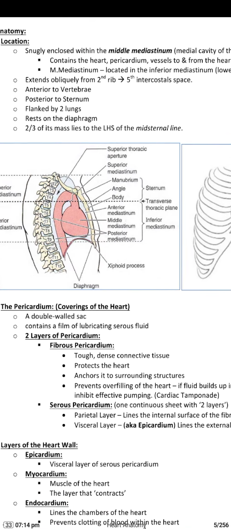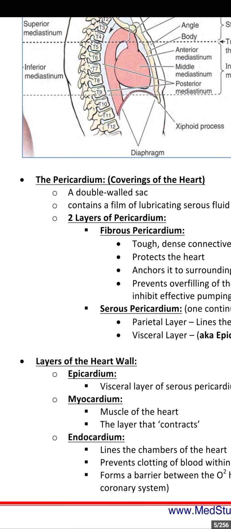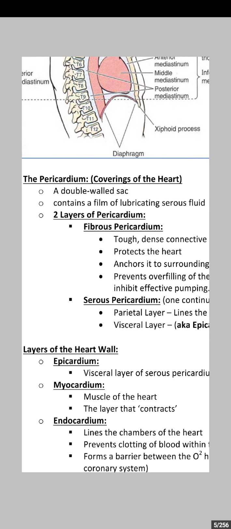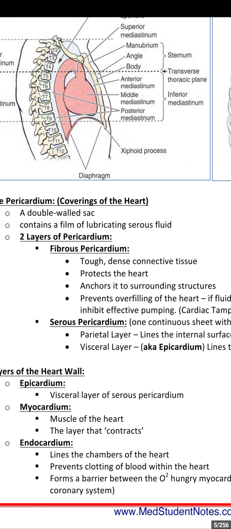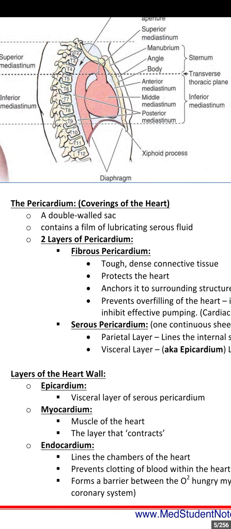Next, we talk about the covering of the heart, the pericardium. The pericardium is a double-walled sac. It may be formed due to expansion, reduction, or the pericardial fluid. So the pericardium is a double-walled sac, and it also contains a film of lubricating serous fluid.